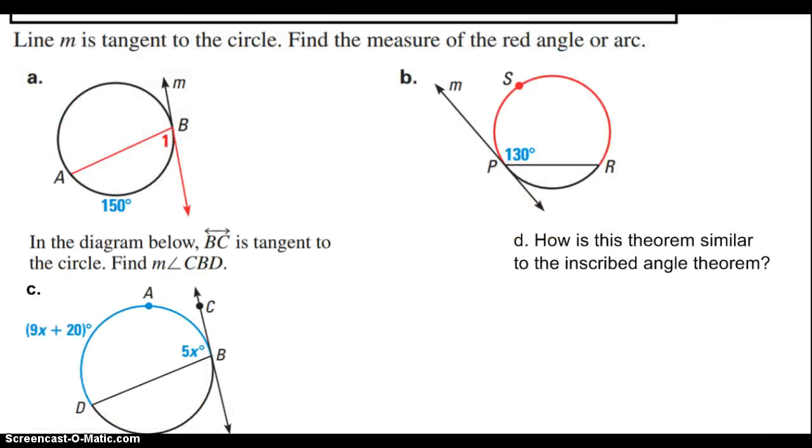Right, here we go. Line M is tangent to the circle. Find the measure of the red angular arc. Alright, so in A, we've got this arc is 150 degrees, and we need to find this angle right here.